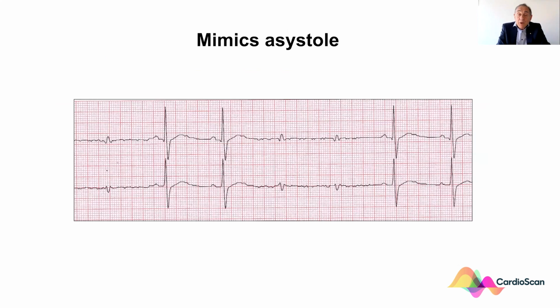Here is another one which actually looks like P waves. But again, one has to look carefully, and you can see that there is now at the electrodes an increased resistance. And when this occurs, the QRS complexes are attenuated and may appear like P waves.